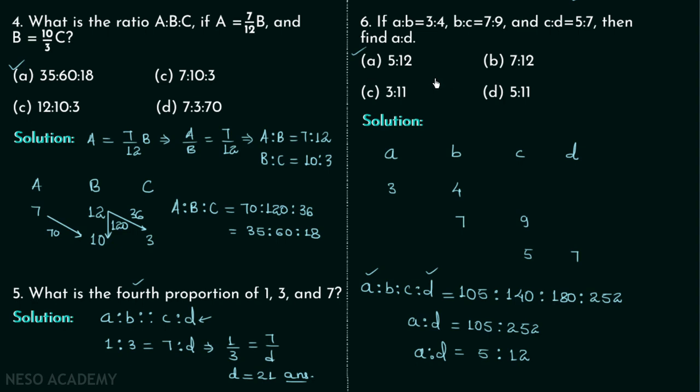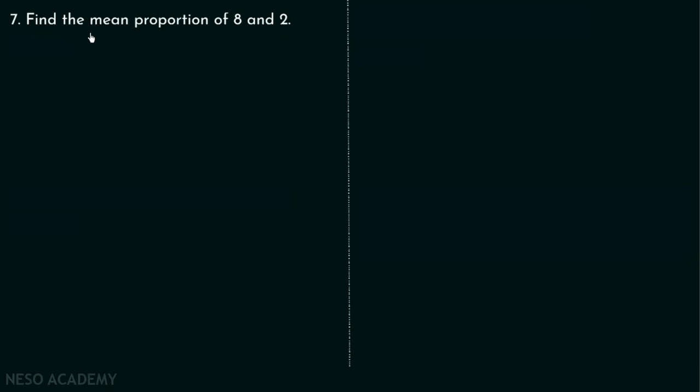Now it's time to move on to our last 4 problems. In the 7th problem, we need to find the mean proportion of 8 and 12. We know when we have A ratio B in proportion with B ratio C, then this B is known as the mean proportion or the second proportion.